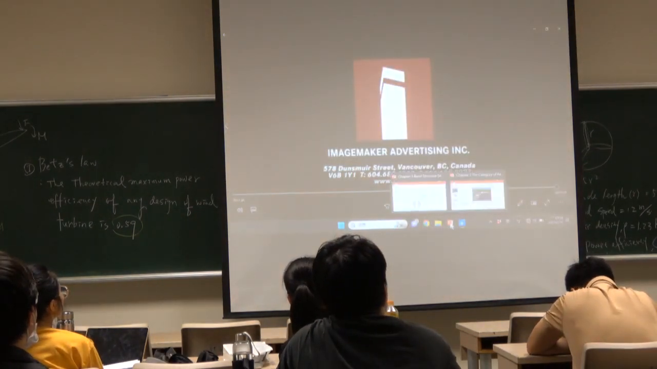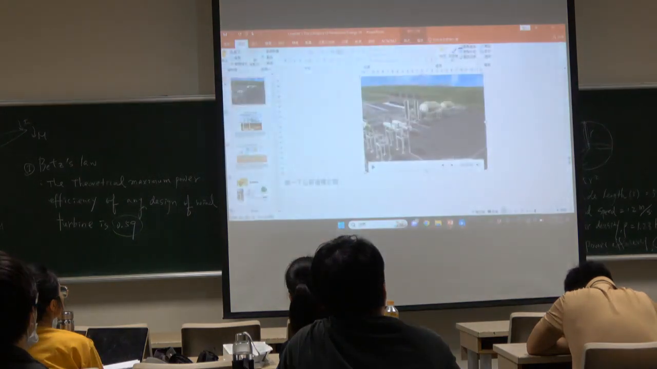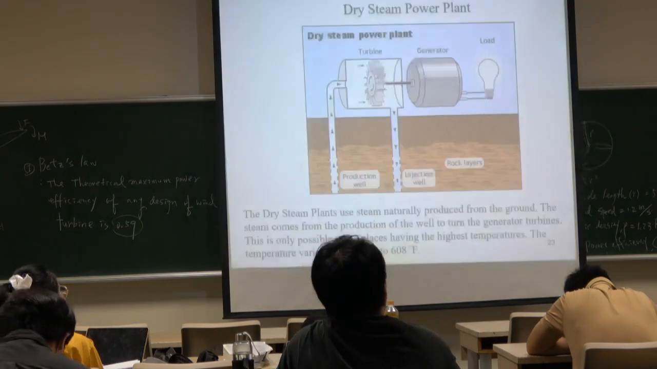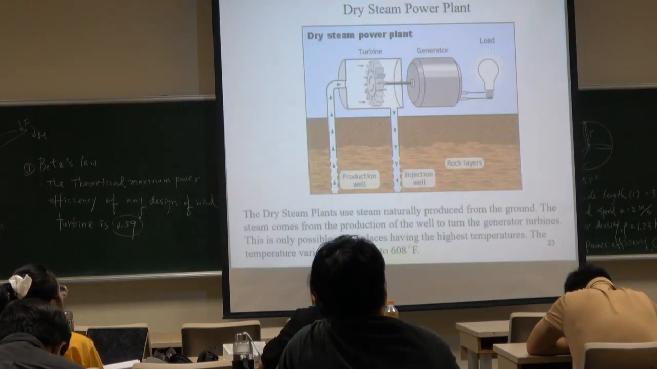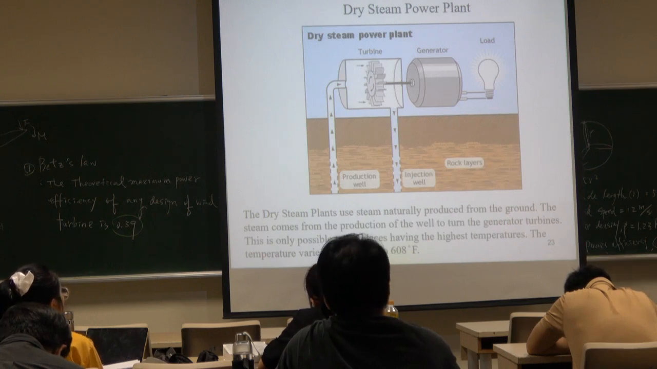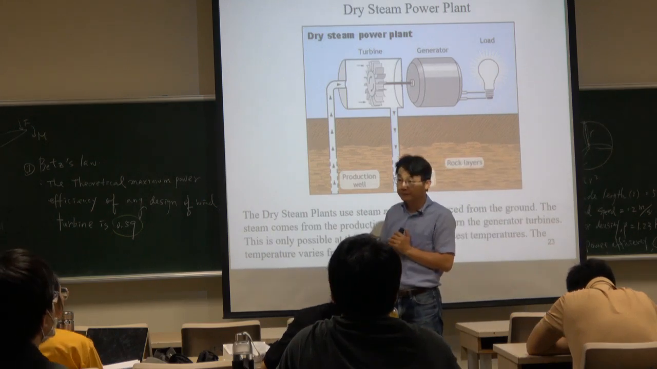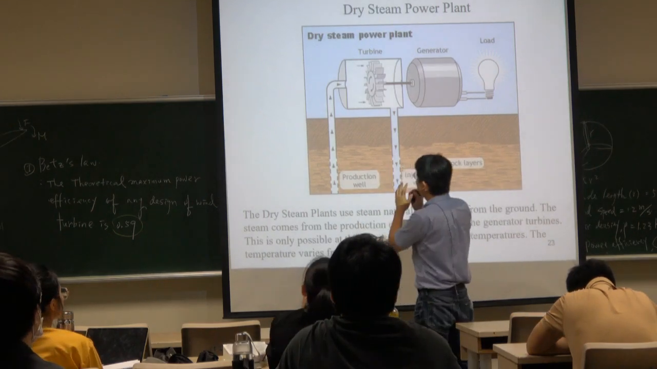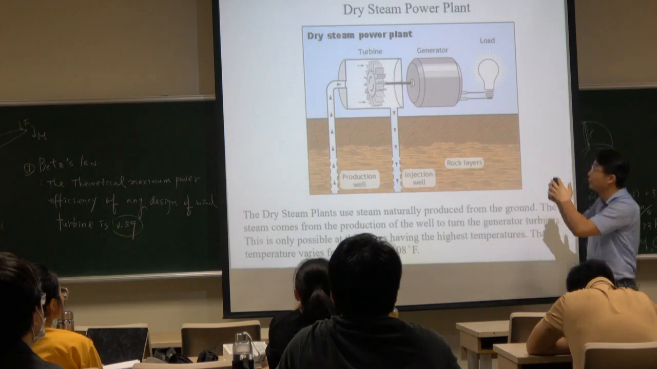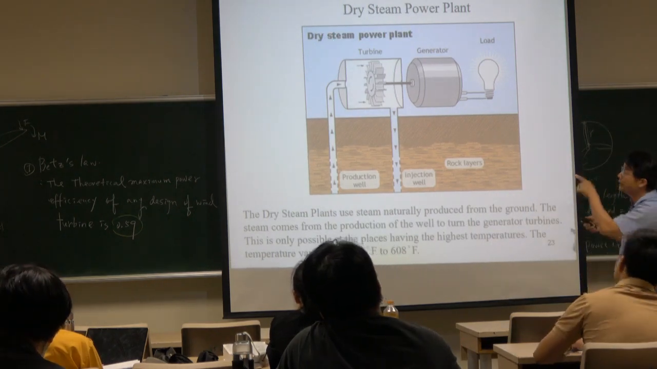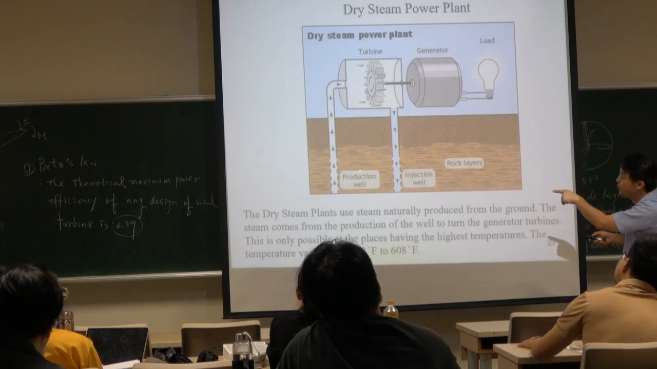Okay, here is the video. This video shows you there's high pressure steam and low pressure steam. So what is the high pressure steam? High pressure steam you can also call dry steam. This dry steam is just produced in the well.